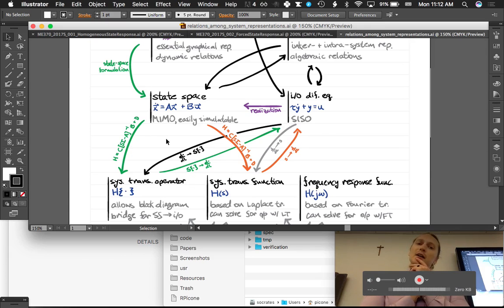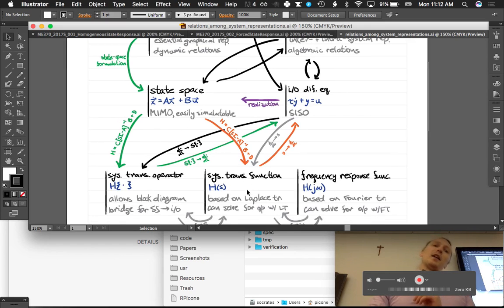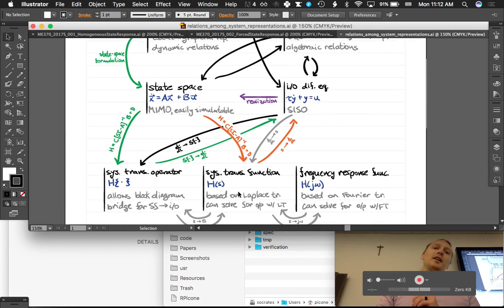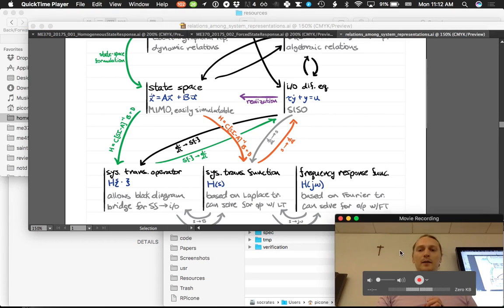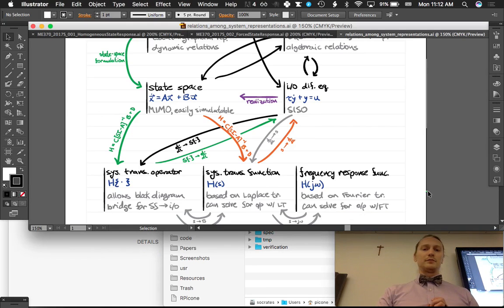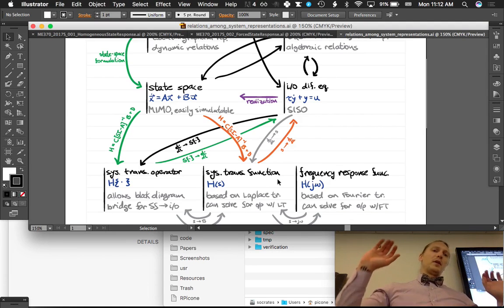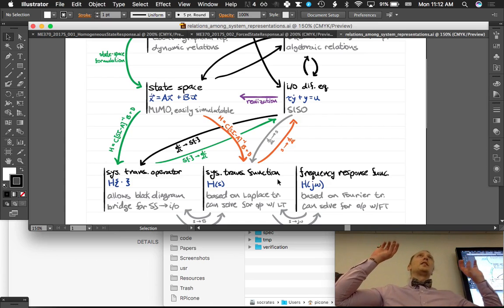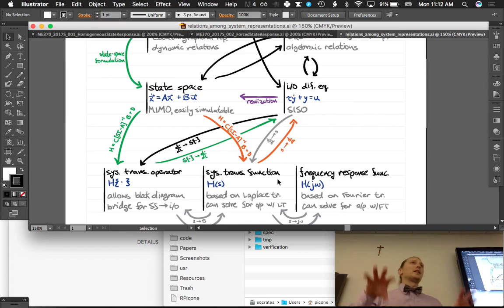And then we're going to spend not a lot of time, 4 weeks though, on what to do when you have a system transfer function or a frequency response function. We have these representations that we can do a lot of stuff with, a lot of system analysis with.